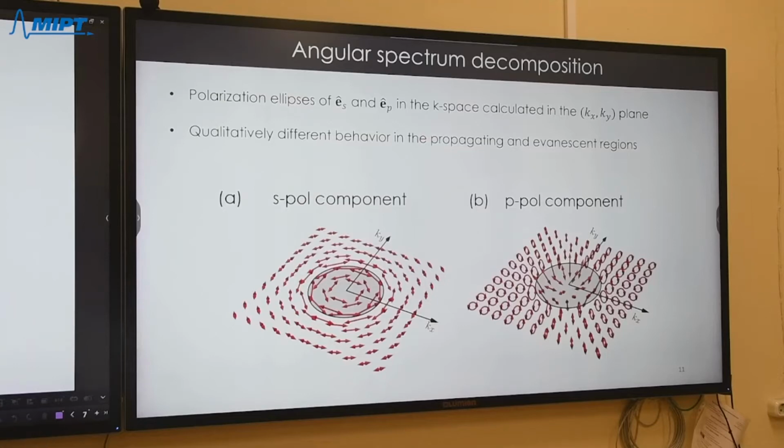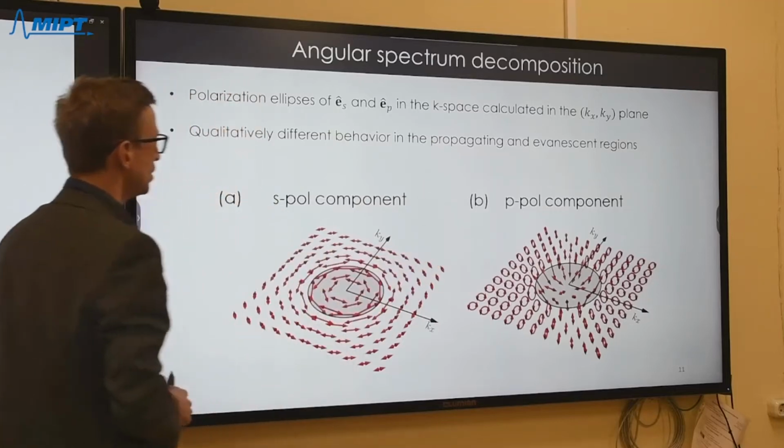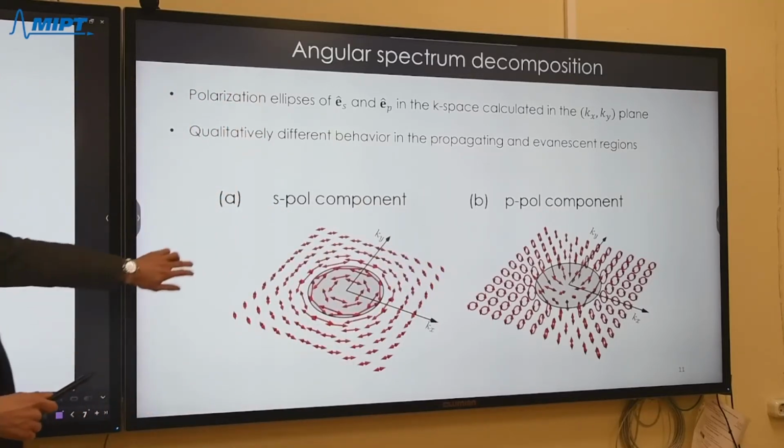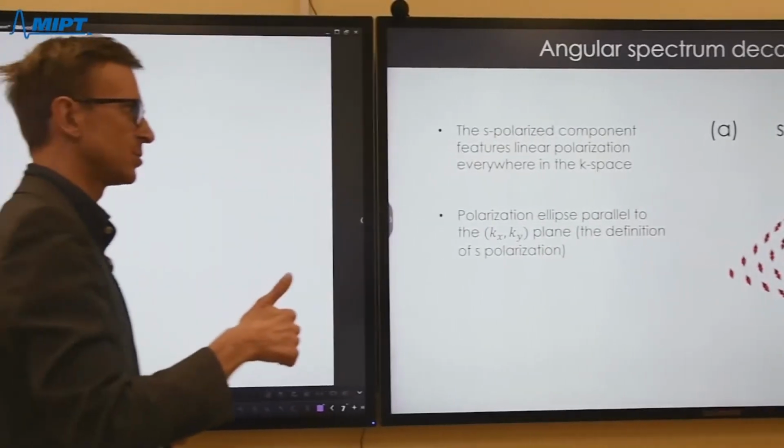So let us look at the resulting polarization of these vectors. If we plot these vectors ES and EP that were introduced previously in the kx-ky plane, we can obtain two qualitatively different pictures. Let's go one by one. So we'll start with S polarization. As you remember, S polarization needs to be perpendicular to the k vector and to the z-axis.